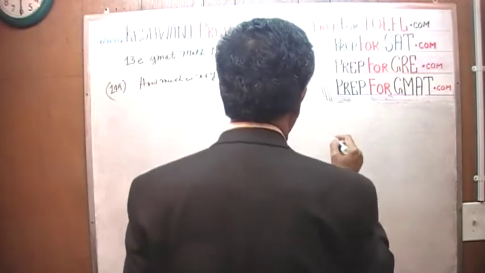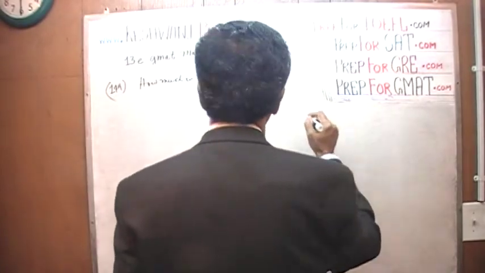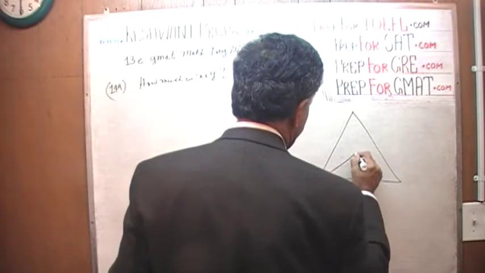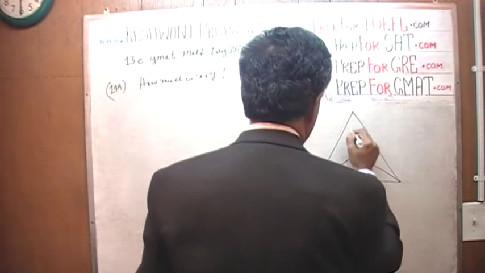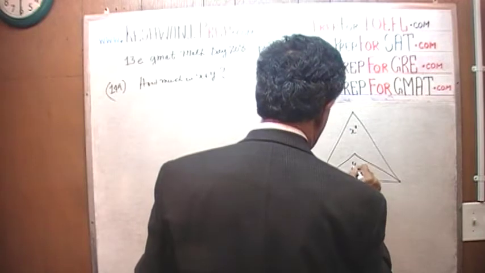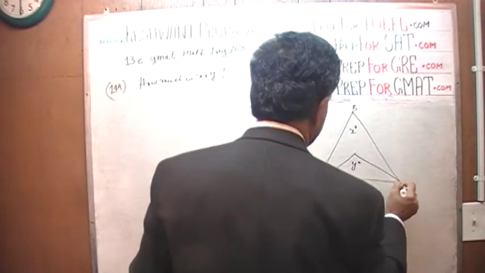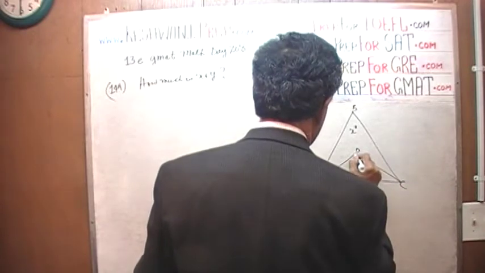And the picture that they give us looks something like this. Here is our x degrees, here is our y degrees, here is A, B, C, and finally D.